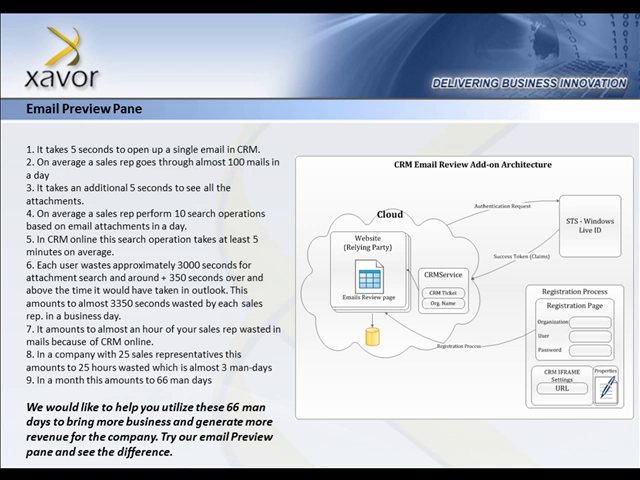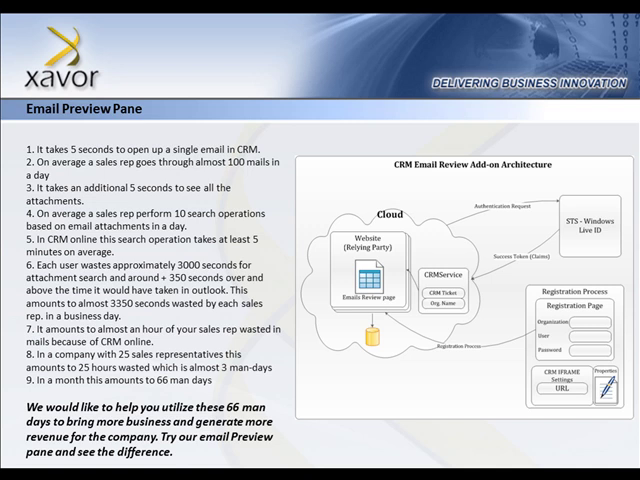If this time could be saved, obviously it can be used to more productive work like generating leads from prospects and converting them to accounts. This actually amounts to 66 man days in a month. So you can put in your financial figures for the amount that you pay to different sales representatives, and it will give you an idea as to what business value this add-on can bring to you.